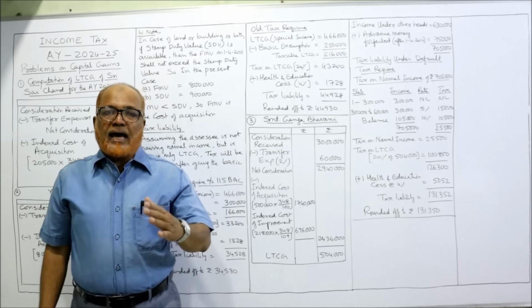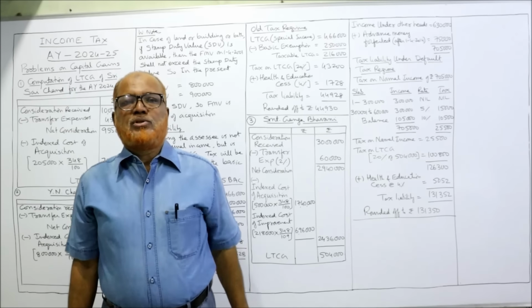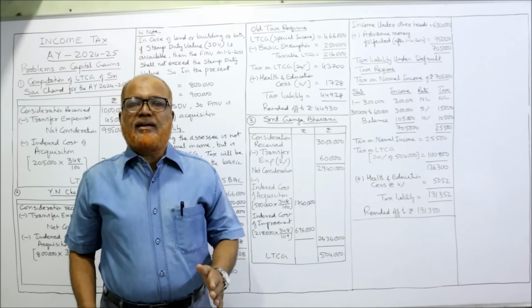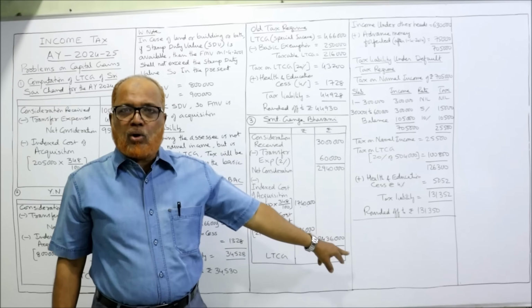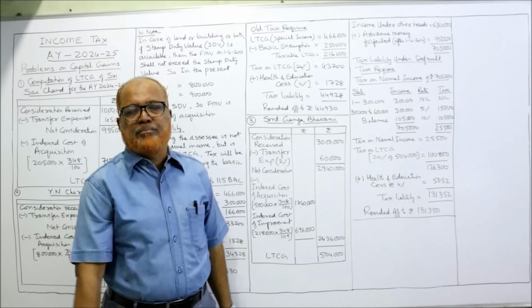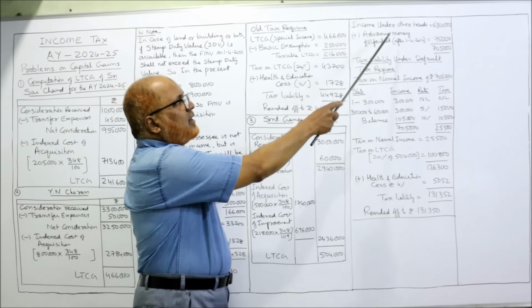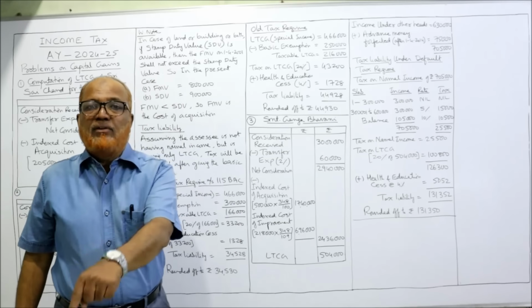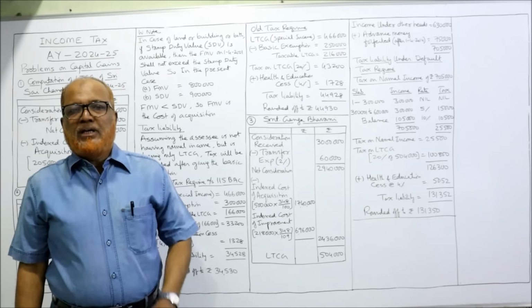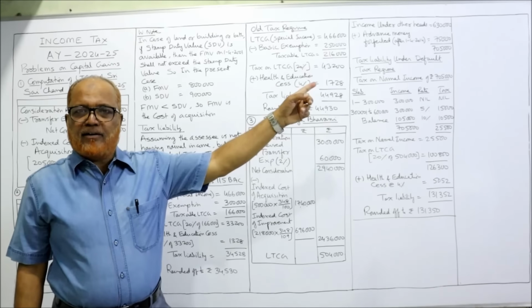Because we have to compute the tax liability also. So we need to calculate tax on normal income and also on LTCG. This is a special income, flat rate of tax, 20%. So first of all, income under other heads is 6,30,000, given in the problem.